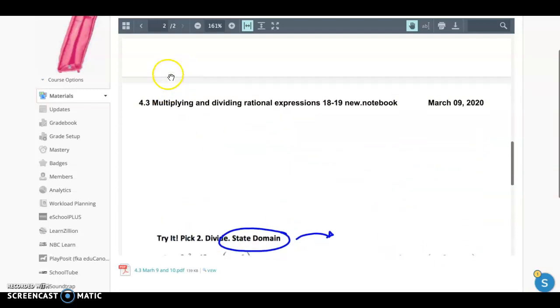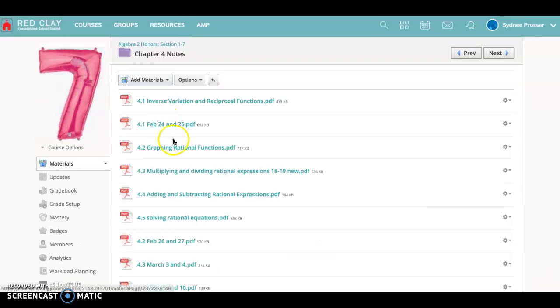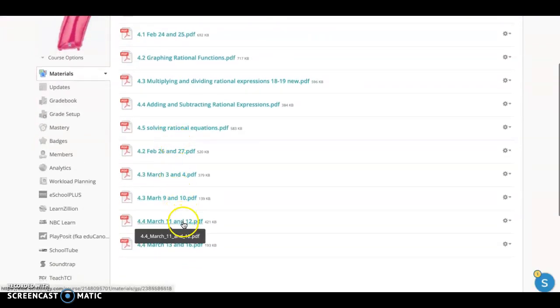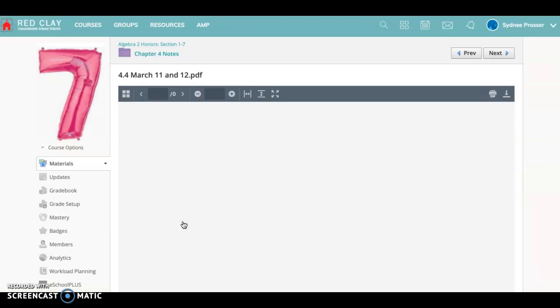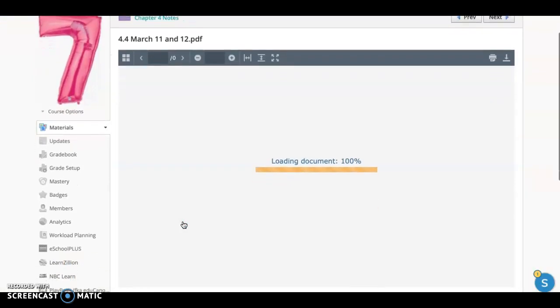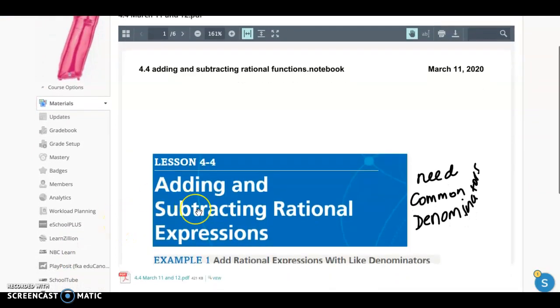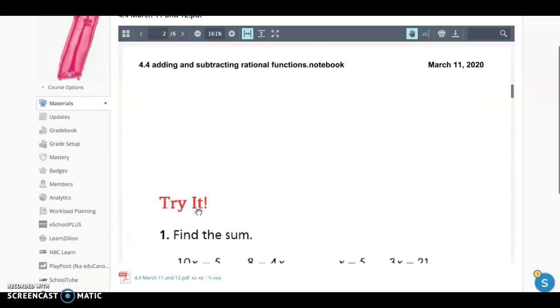A quick review about adding and subtracting. We'll go to 4, 4, 11, and 10. So I'm using these notes because you already have these notes, and if you don't, I'm showing you where you can find them on Schoology so you can use them. Let's look at example 3.